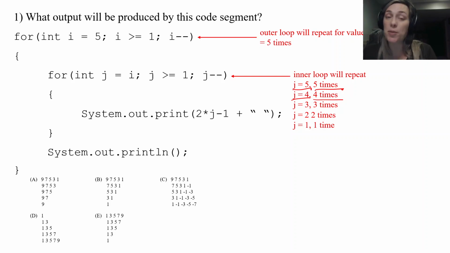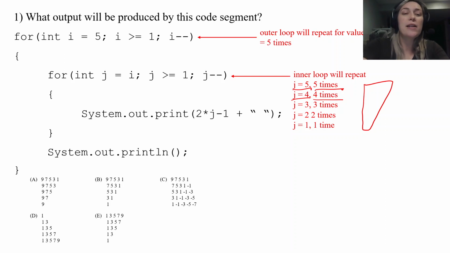Well, for a multiple choice problem, this can help me eliminate some answers, especially if I'm pressed for time, right? I know I have 5 things that are going to get printed off on the first line, then 4, then 3, then 2, then 1. So I know it's kind of going to look like this little pyramid thing, or like a right triangle. So I can eliminate C.